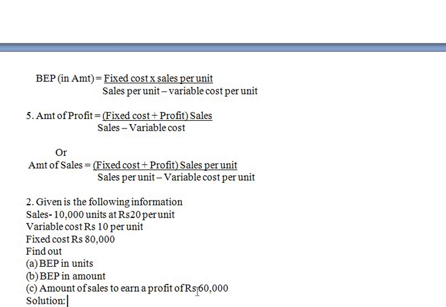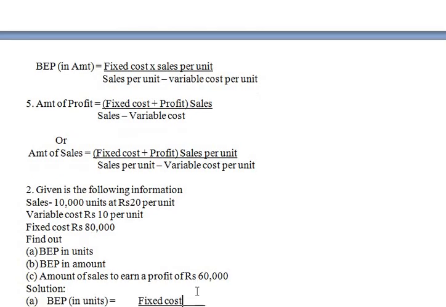Given is the following information: sales 10,000 units at rupees 20 per unit, variable cost rupees 10 per unit, fixed cost rupees 80,000. Find out break-even point in units, break-even point in amount of sales, and the sales to earn a profit of rupees 60,000. So these three things we are going to find out.